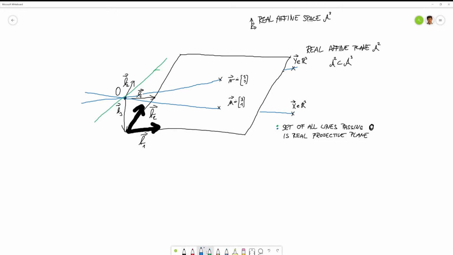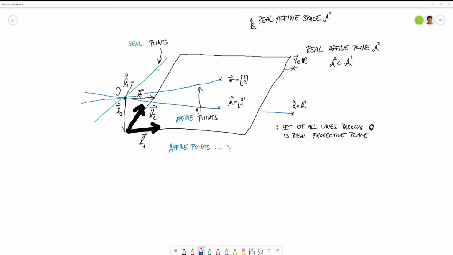These lines in real affine space, or we can say in three-dimensional space, are called points in the real projective plane. The points which go through the real affine plane are called affine points, and the points which do not meet this affine plane are called ideal points, or points at infinity.